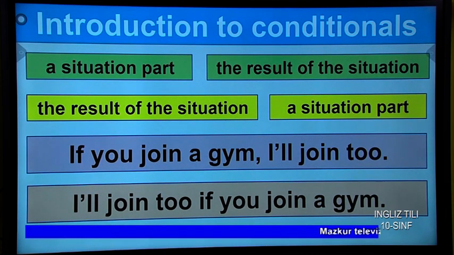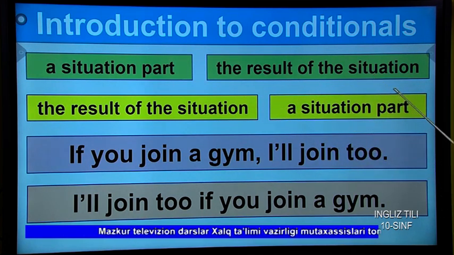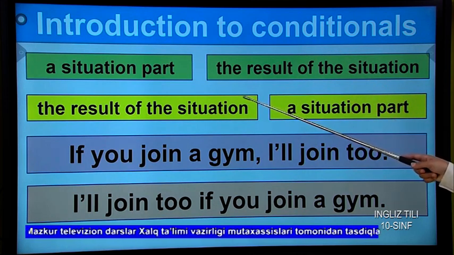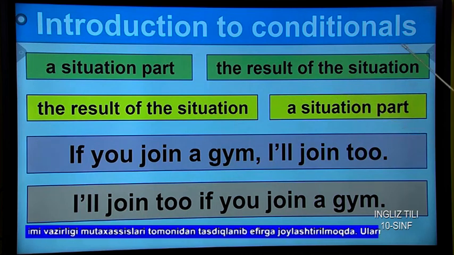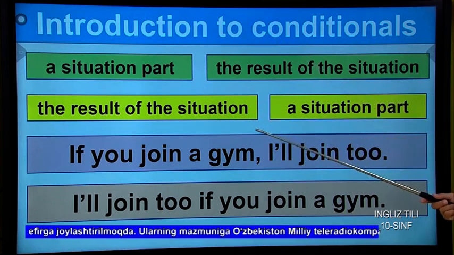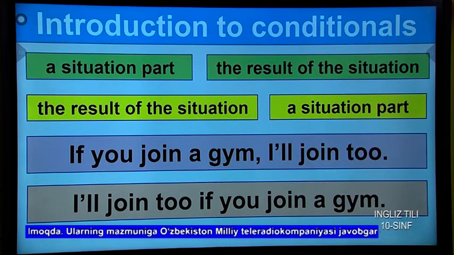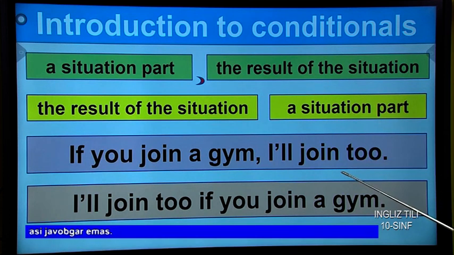The first, introduction to conditionals. As you know, a conditional sentence should consist of two parts: the situation part, sometimes you call it the if part, and the result of this situation. You can begin with the situation part or the result part. It doesn't matter, but there is a rule. If you begin with the situation part, you have to use a comma between two parts of this sentence.